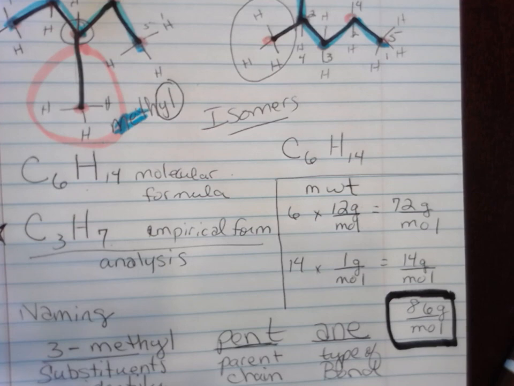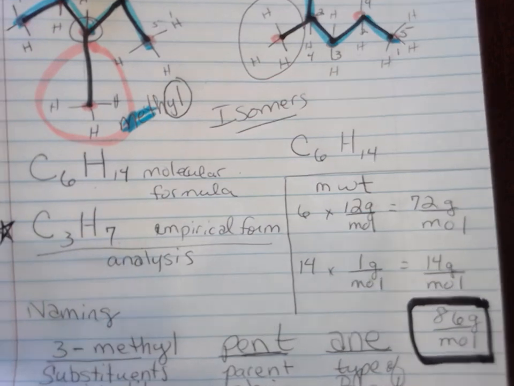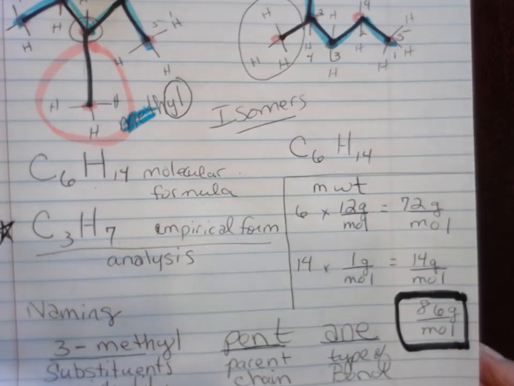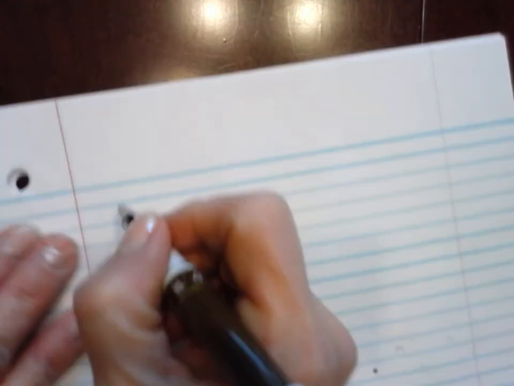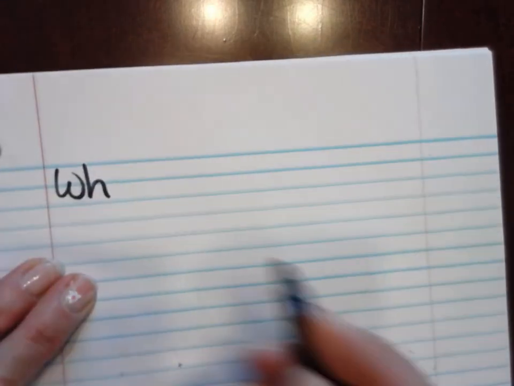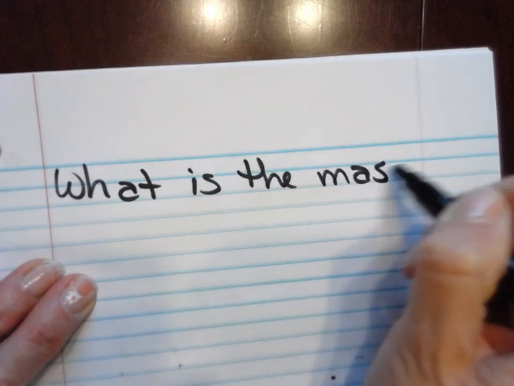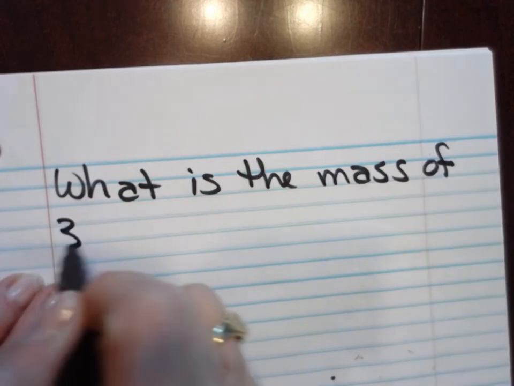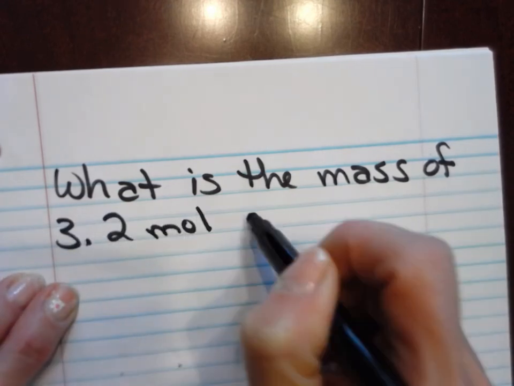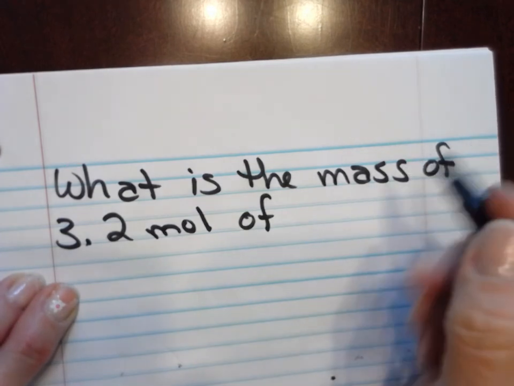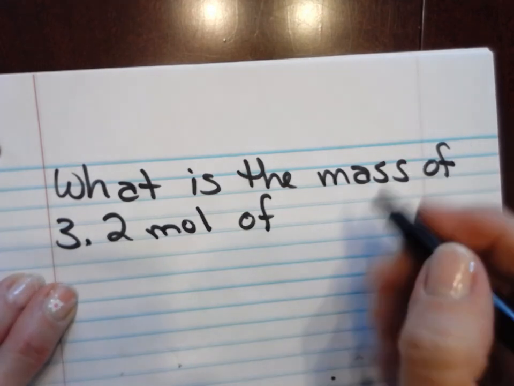Let's go ahead and take this just one step further, since we're going to be doing this on the test and you're going to be needing to do it in labs. Let's just say we've got this question: what is the mass of 3.2 moles of, I would probably give you the name, let's just say 2-methylpentane?